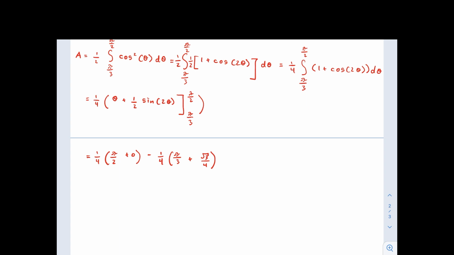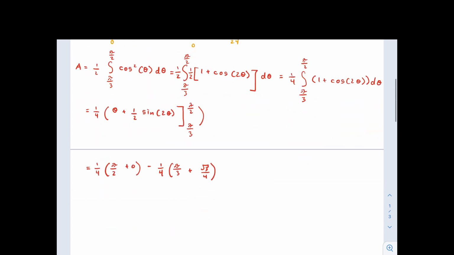Root 3 over 4 comes about because at pi over 3, sine of 2 theta evaluates to sine of 2 pi over 3. Considering our unit circle, sine of 2 pi over 3 is equivalent to sine of pi over 3, combining the idea of reference angles and the fact that our y-coordinate is positive in the second quadrant. And then the 30, 60, 90 triangle, we can see that sine of pi over 3 is square root 3 over 2. Multiplying by a value of half, we get the square root of 3 over 4.